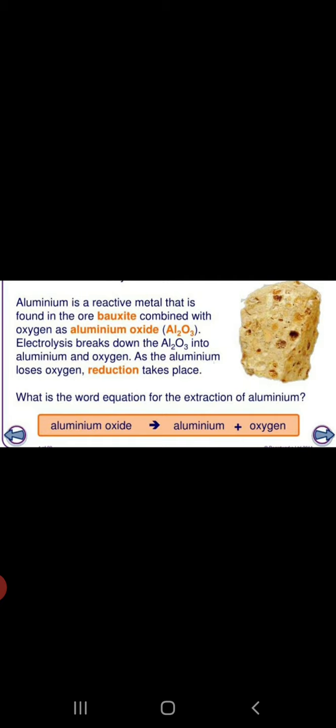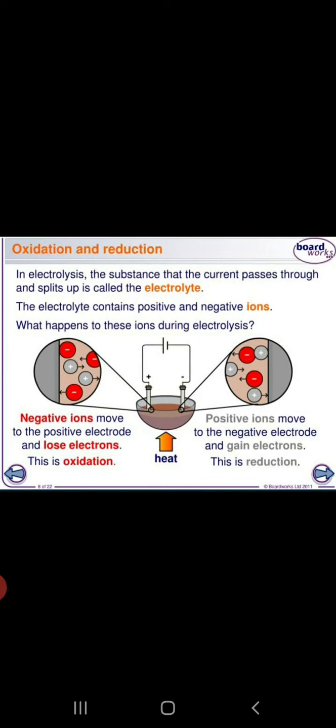Now moving on to the last application of electrolysis, it is electroplating. Before we go ahead and understand electroplating, there is something called losing electrons and gaining electrons. Yes, the positive ions move towards the cathode and they gain electrons. So this process is called reduction, and when the negative ions move to the positive electrode, they lose electrons. So this process is called oxidation.